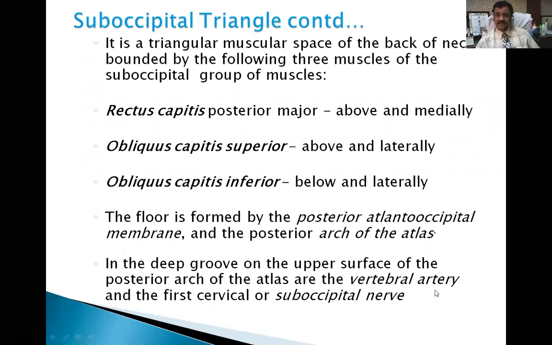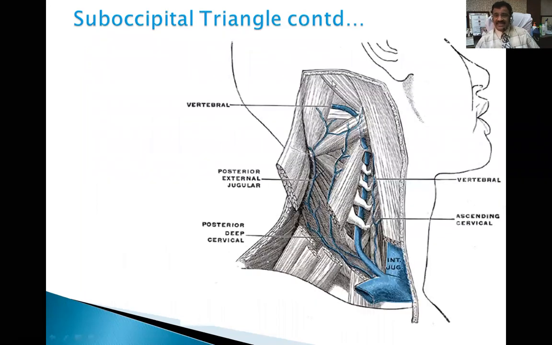Here you can see the triangle, and here you can see the vertebral artery. The color used here is for the vein. So you can see the vein, internal jugular, which is pouring. Vertebral vein is going downwards. You can see that located in the triangle.